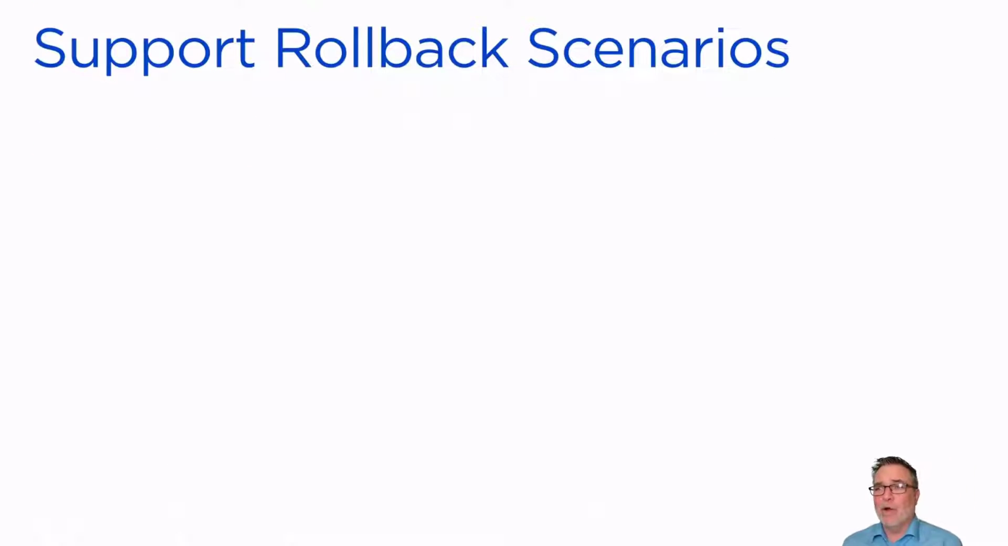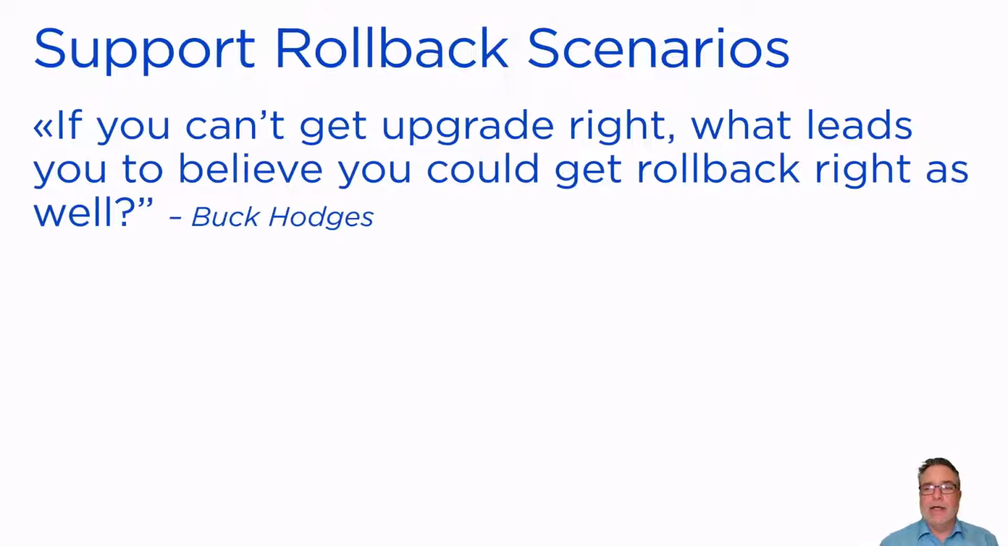So next thing, rollback scenarios. There could be a situation where anything goes wrong in our deployment, and what should we do now? I really like this statement of Buck Hodges, who was a technical lead in Azure DevOps development. He once wrote a blog post and told everyone, if you can't get upgrade right, what leads you to believe you could get a rollback right as well?